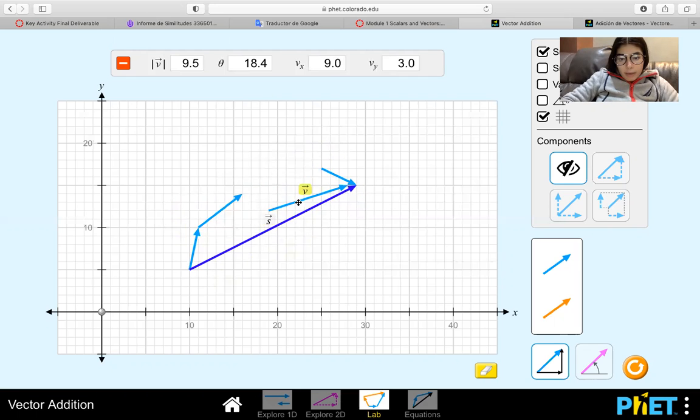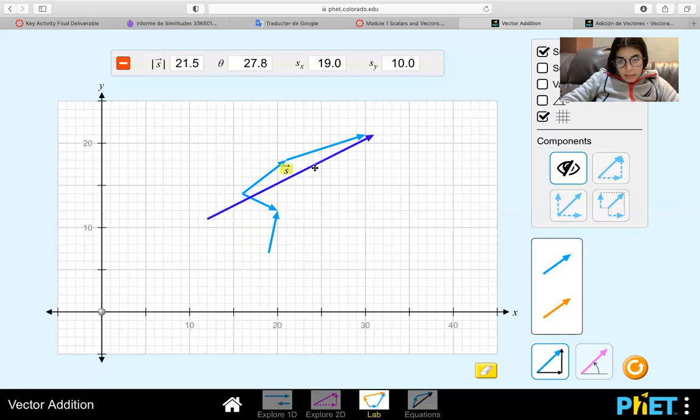But how about if we change it again? Let's see. Well, if we click it, we can see that again, the angle is the same. So we can observe that the angle does not change if we modify the arrangement of the initial vectors.